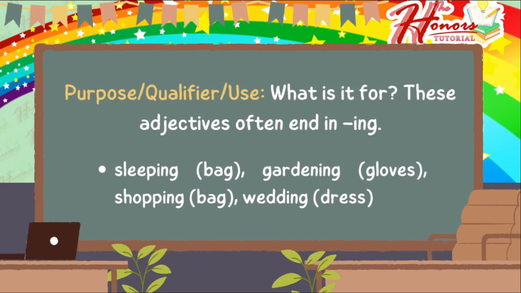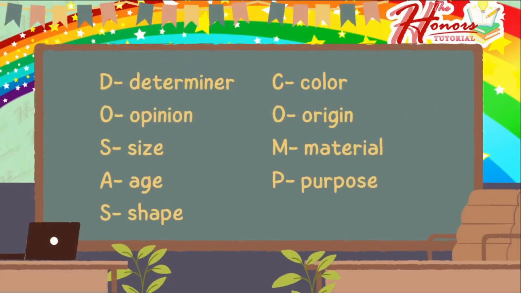So in order for you to memorize it, we have here the acronym for the correct order of adjectives. Just remember the acronym. D stands for determiner, O for opinion, S for size, A for age, S for shape, C for color, O for origin, M is the material, and then lastly, P is the purpose. And the last of this is the noun that they are describing. Again, take note of the acronym. Is it clear?